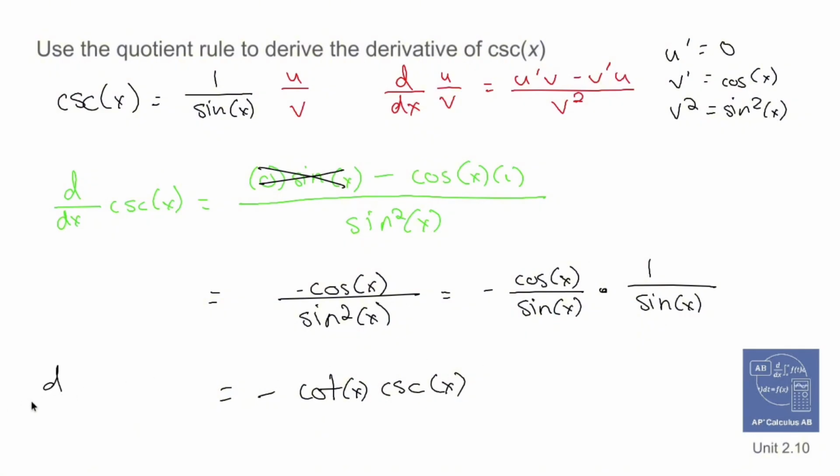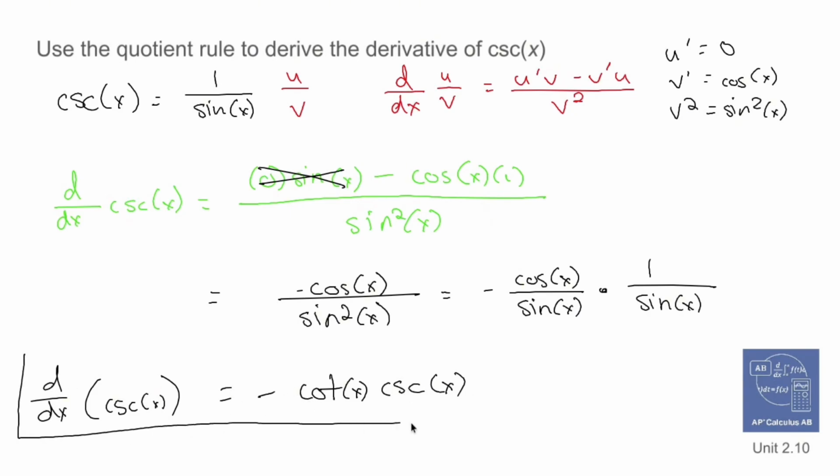So at the end of the day, we could say that the derivative of cosecant x is going to be negative cotangent x times cosecant x. And some professors or teachers might have it backwards. They might say negative cosecant x, cotangent x, but it's all good. It's all the same. But we did that using the quotient rule, and boy, was that fun.